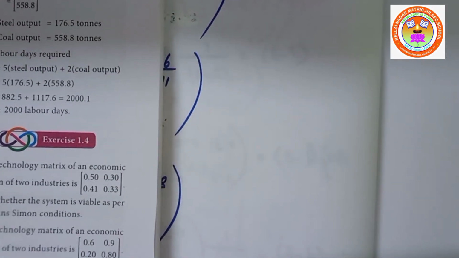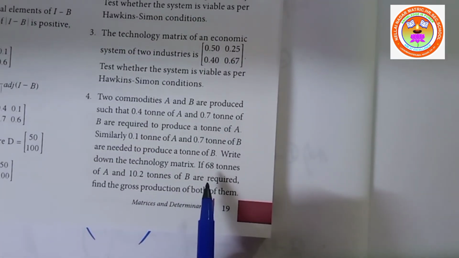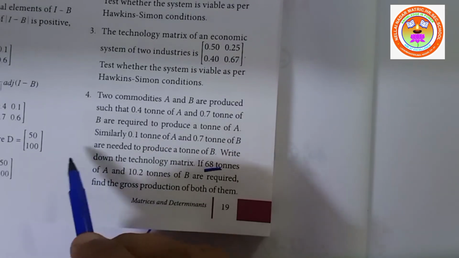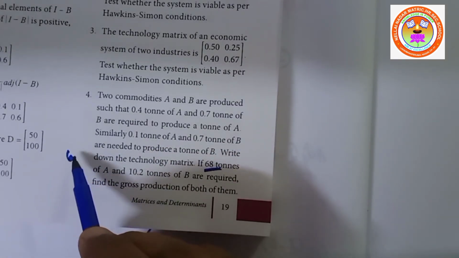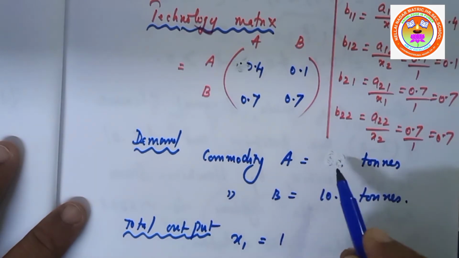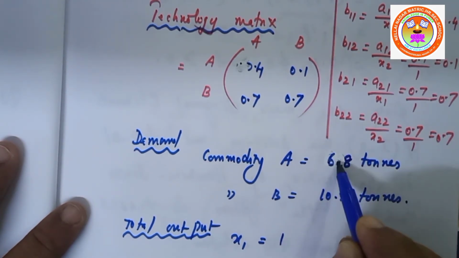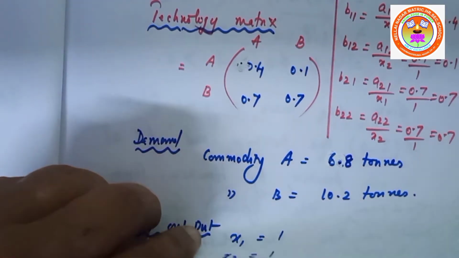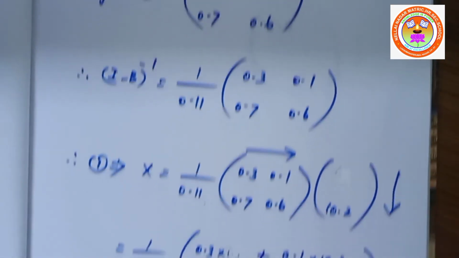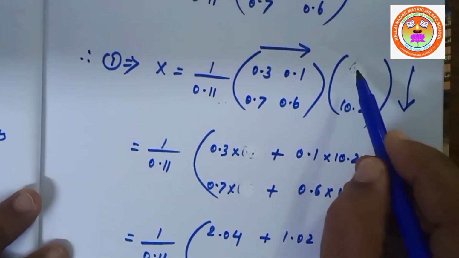Students, for getting the book answer, we have to do some modification in the question. Actually, you are given 68 tens of A. This is not 68 tens. You have to change it to 6.8. I write over here 6.8. Then only can we get the book answer. So demand for commodity A is 6.8 tens. Rest of them are correct only. Here also we have to change. Equation 1 implies this is 6.8.